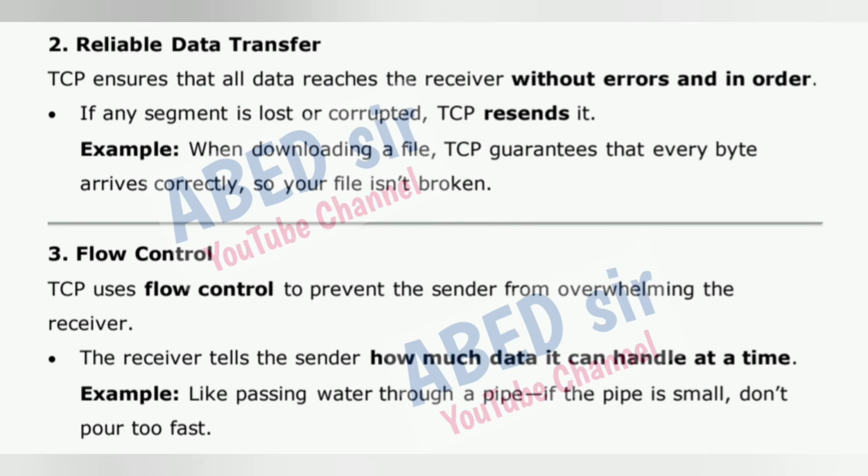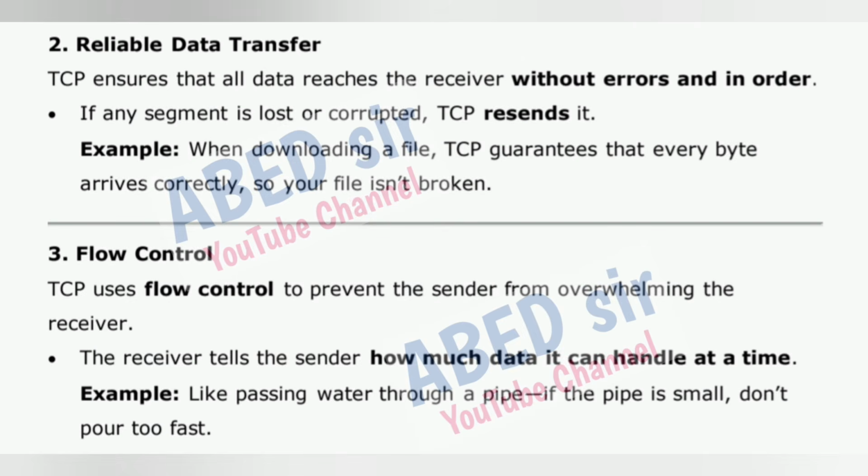2. Reliable data transfer. TCP ensures that all data reaches the receiver without errors and in order. If any segment is lost or corrupted, TCP resends it. Example: when downloading a file, TCP guarantees that every byte arrives correctly, so your file isn't broken.